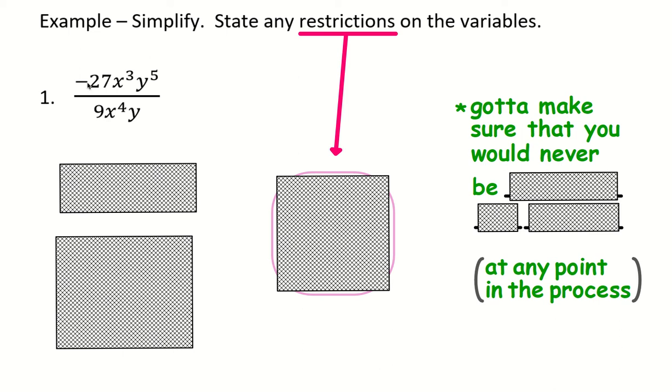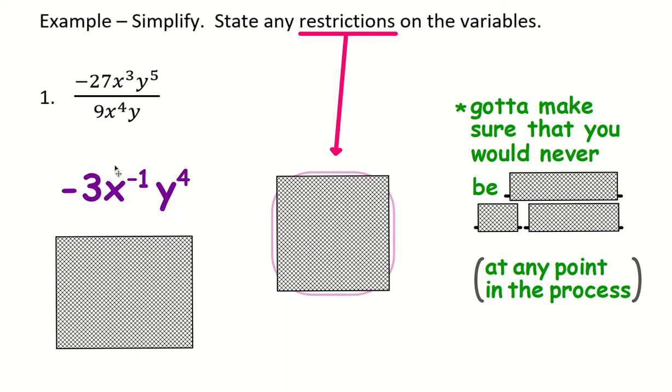So negative 27 divided by 9, that simplifies. And then x to the third over x to the fourth. Remember, you could subtract powers. Y to the fifth over y. You get negative 3, x to the negative 1 power, y to the fourth power. That was by subtracting powers.